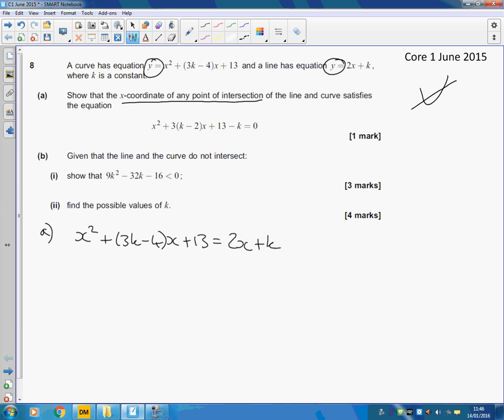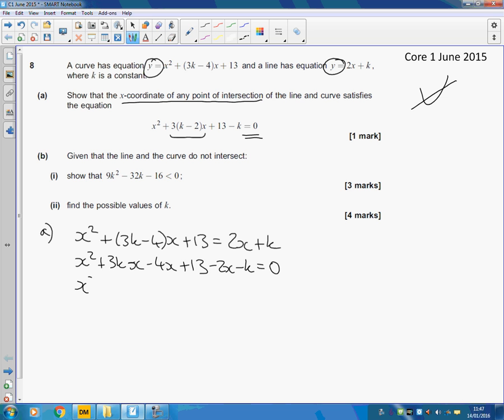Right, notice that what we're trying to show is equals 0. So I'm going to expand the brackets. 3kx minus 4x plus 13. And I'm also going to move everything onto one side. Now I'm going to have a look at what we want to show. So what they want us to do is factorise the coefficient of x.